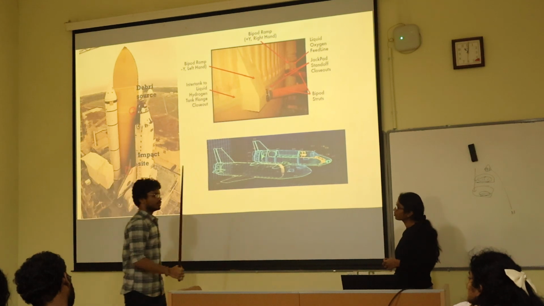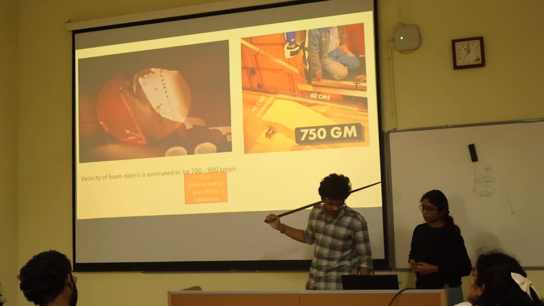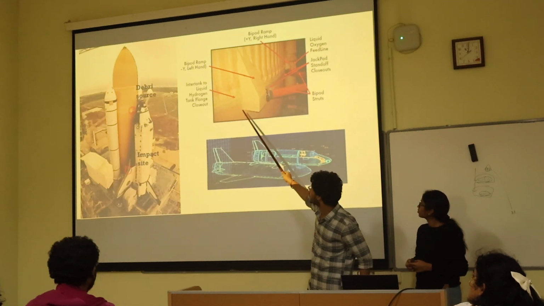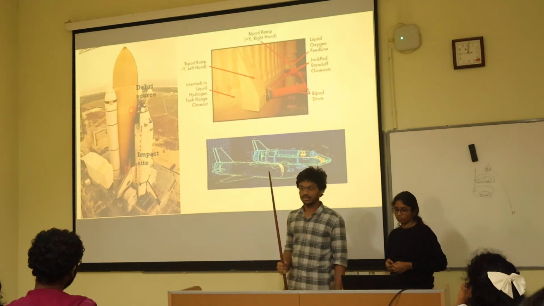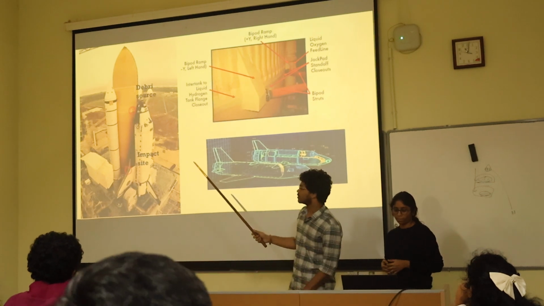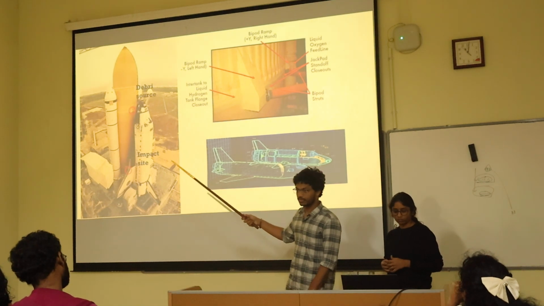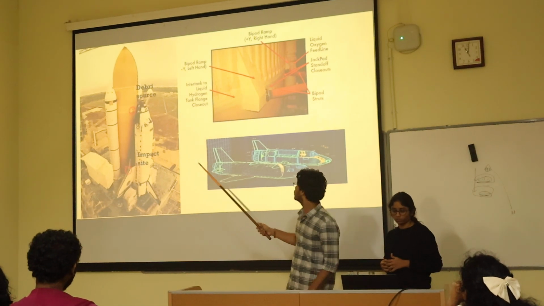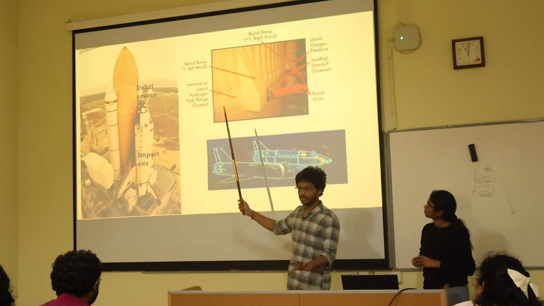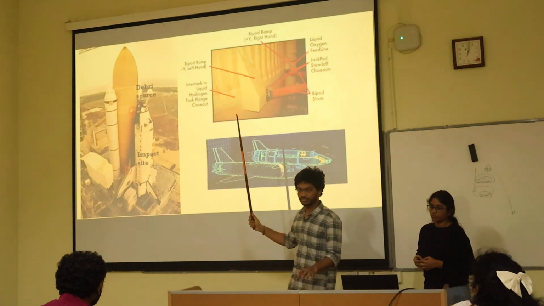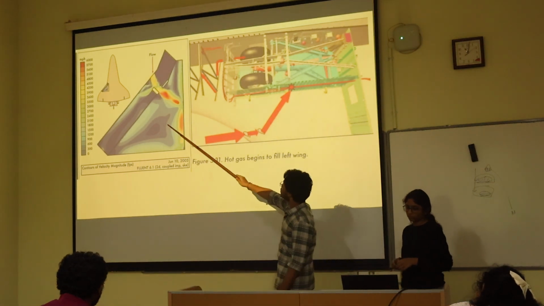According to these given dimensions, the velocity of this part which hit the left wing is around 700 to 900 km per hour, which gives us the kinetic energy of around 150 joules per meter square. Okay? We will come to this picture later, but the kinetic energy of the debris which hit the left wing was around 150 joules per meter square. Now, see, this is the left wing.